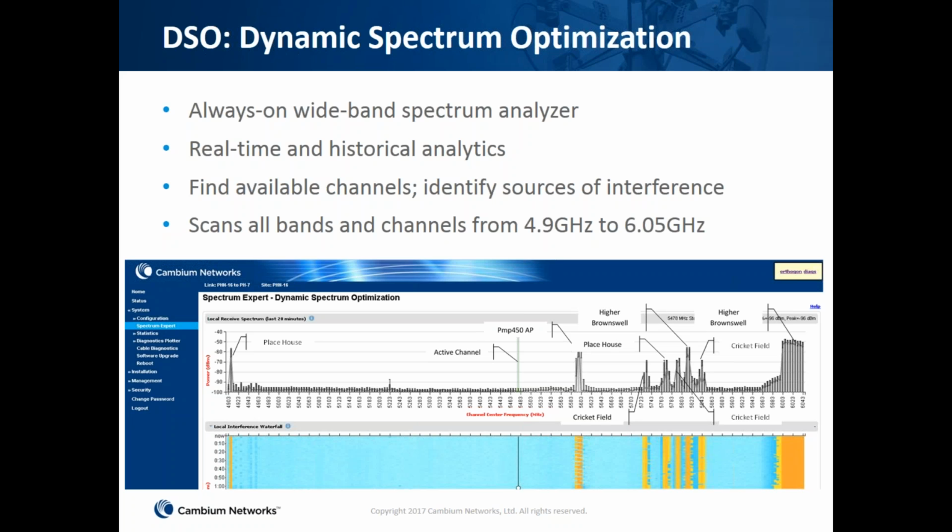Some of the key takeaways from this DSO is always running in background. DSO scans all bands from 4.9 to 6.05 gigahertz. Transition from one channel to another has almost no delay, and it's seamless. And it scans from 5 megahertz channels to 45 megahertz channels. So even if there's a lot of interference, the DSO is able to pinpoint a really narrow channel on which you can try to transmit data.